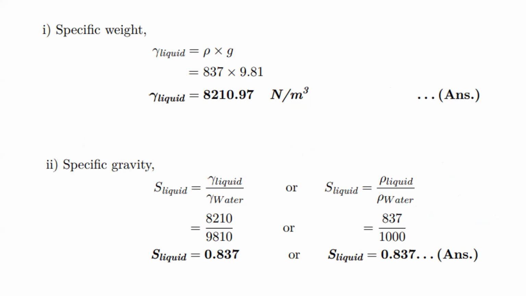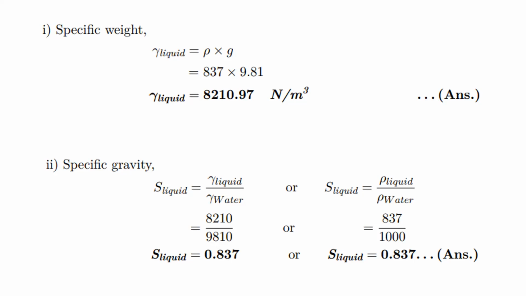So just convert kg per meter cube to Newton per meter cube. That's all. So in order to do that, kg meter per second square, you have to multiply, so that kg per meter cube will convert to Newton per meter cube. So rho into g, 837 into 9.81, which is equal to 8210.90 Newton per meter cube.